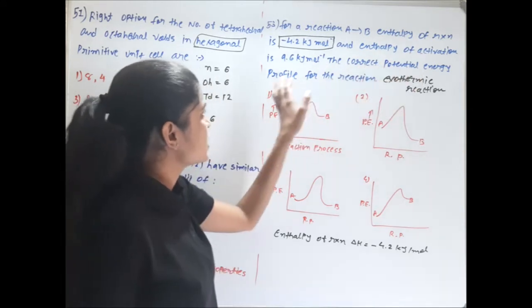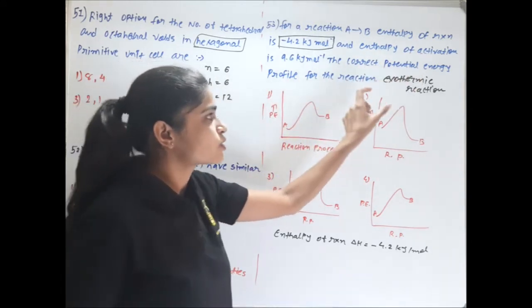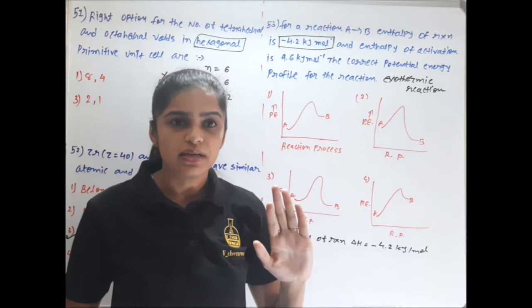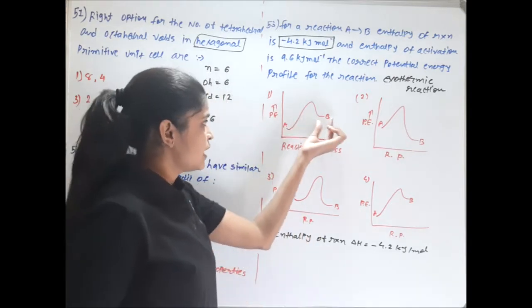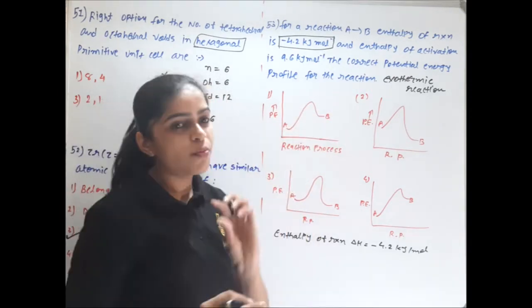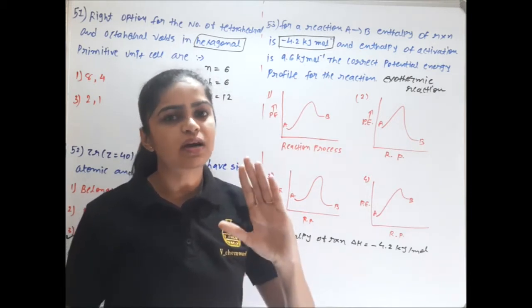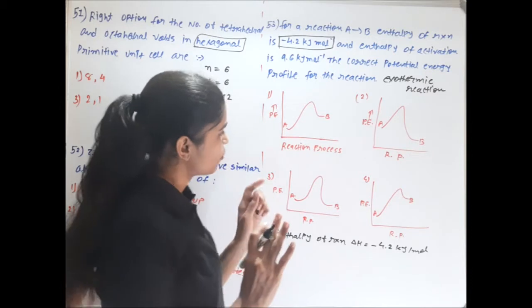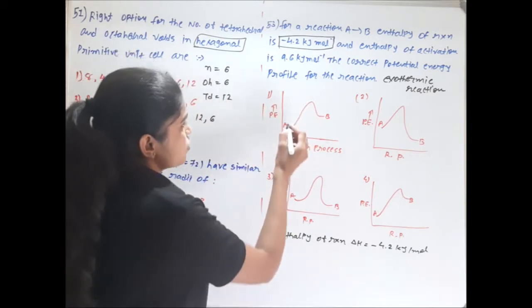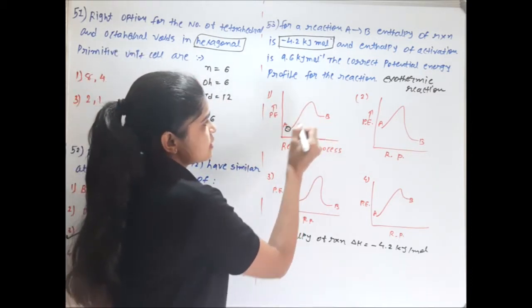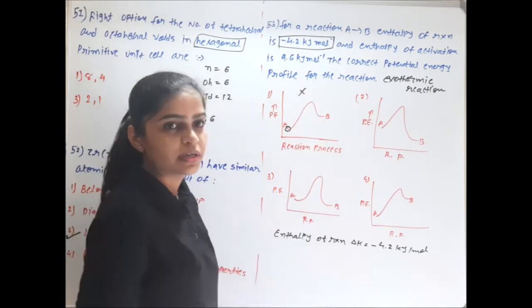The correct potential energy profile for the reaction: an exothermic reaction means energy is released. For the reactant A and the product B, in the formation of product B, energy is released. Where energy is released, the energy amount is decreased. So for the first graph, which is A to B, the value of A is lower than B. So this is not the right option.